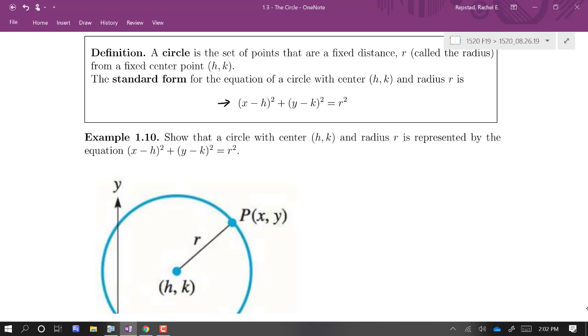Because if I'm looking at an equation in that form, I immediately have a picture in my mind of where the circle is and how big it is. I know its center and I know its radius. And that's not always the case if something's all multiplied out.